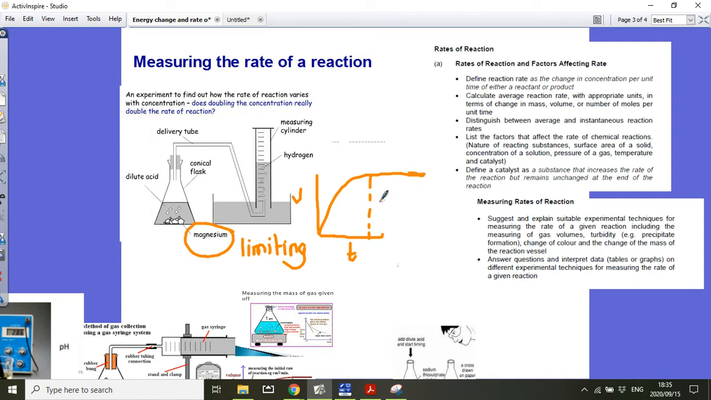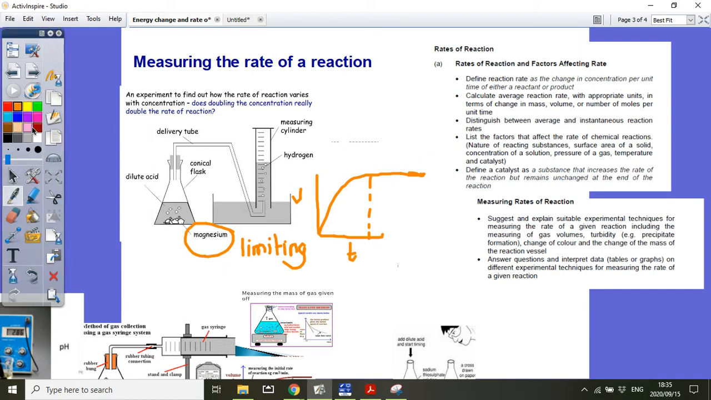So there are always two things you need to think about when you draw a new graph. You need to think, am I forming more product or the same? And am I forming it faster or slower? Faster or slower would be the gradient. Product would be your endpoint.